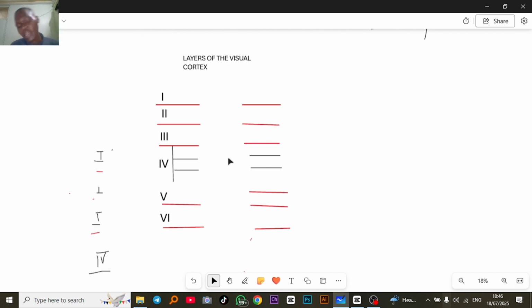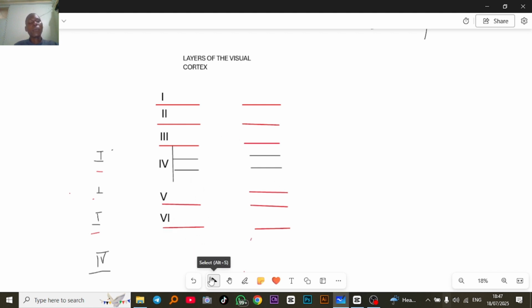When you're looking at layers of the visual cortex, you need to take note that from our previous discussion, we have optic radiations which come from the lateral nucleus to the primary visual cortex, which is found within the calcarine fissure. This primary visual cortex can also be called the striate cortex, or Brodmann area 17. It has a total of 6 layers, just like the lateral nucleus.